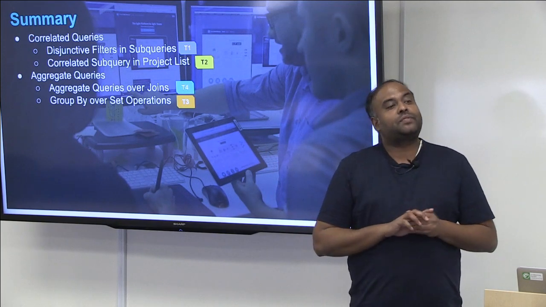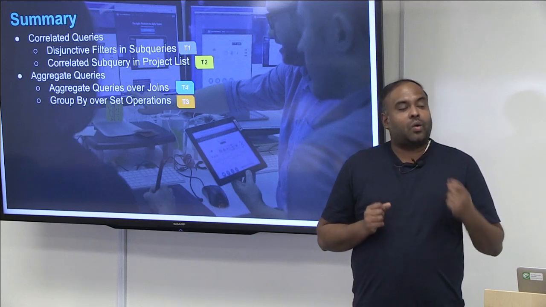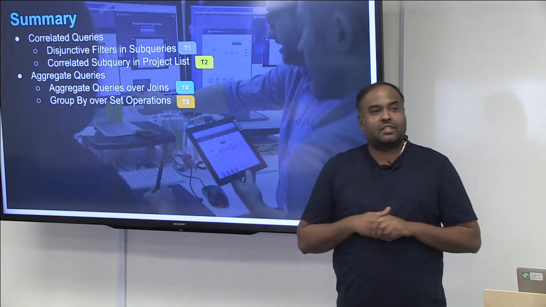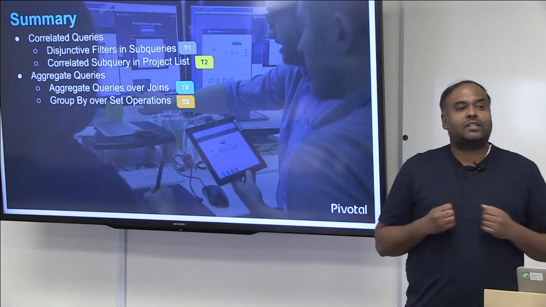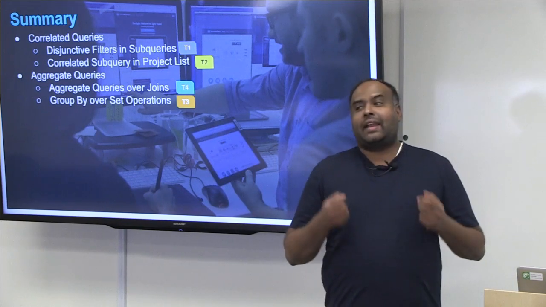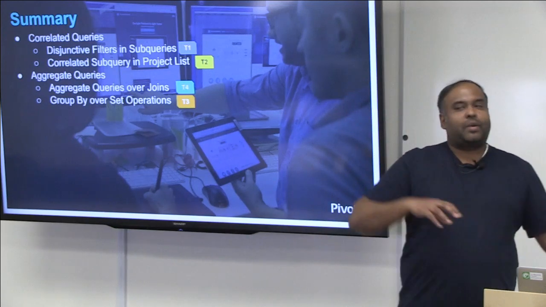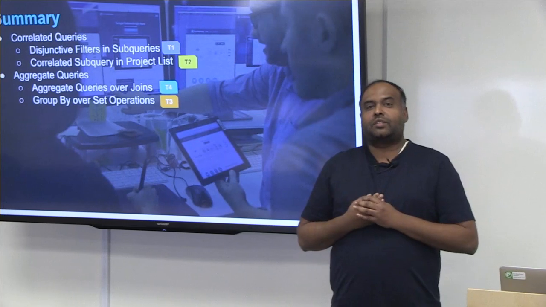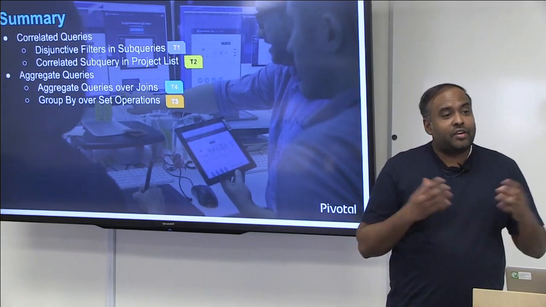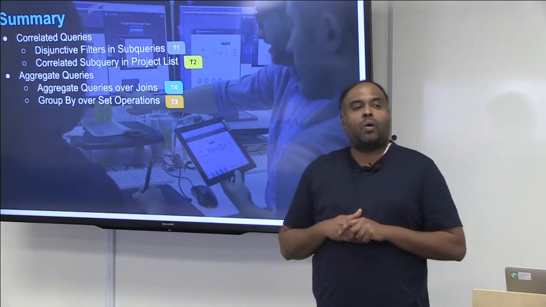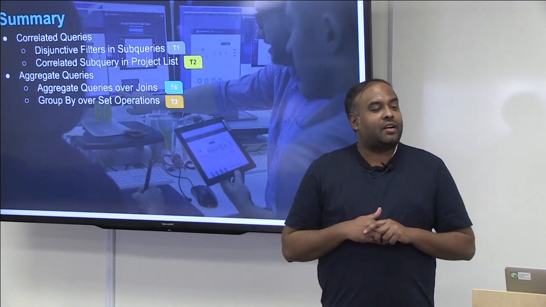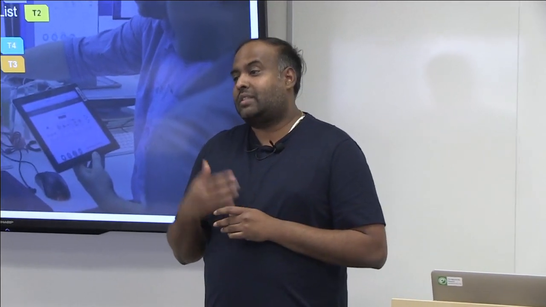Within correlated queries, we saw two things. One is correlated queries in the disjunctive filters in subqueries, as well as correlated queries in the project list, which is the select clause. And in aggregates, we found the same principle: how to do it when you have set operations and how to do it with join operations. So that was a small taste of how GPDB handles complex queries, as well as the upcoming feature, eager-ag, which is coming out in GPDB6. I'm more than happy to take some questions.